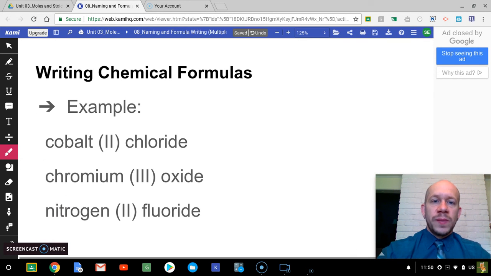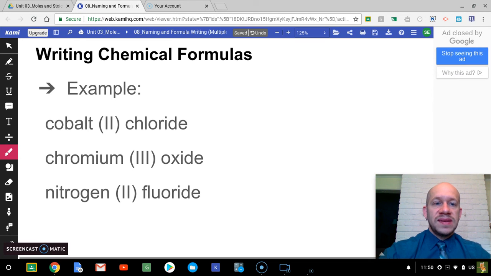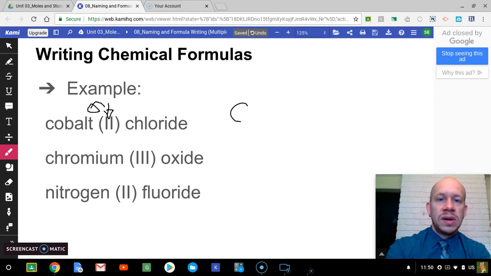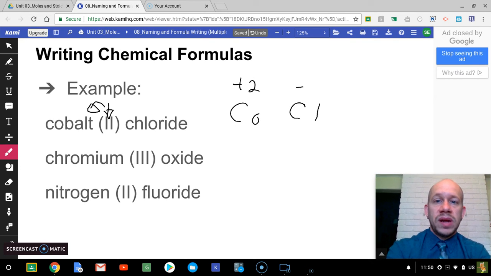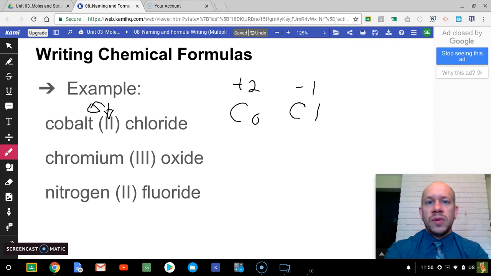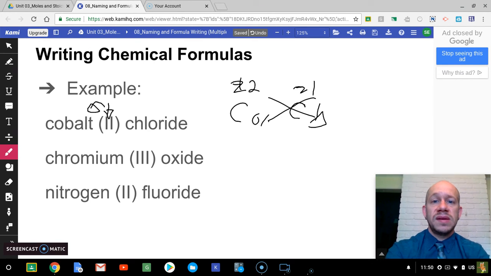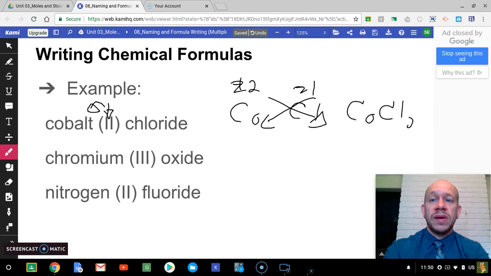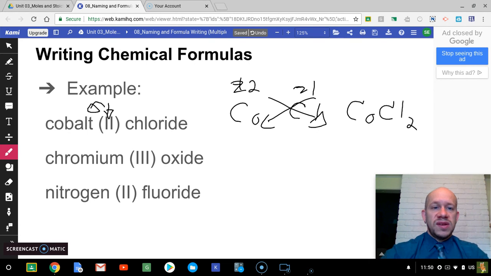Writing the chemical formulas is actually much easier because they give you the oxidation state of that cation right there. So cobalt, you're going to have to look it up if you don't know the symbol, is Co. We know that it's a positive 2. Chloride, you're going to look up the oxidation state as a -1. Now to write a formula, we're going to do our crisscross and reduce. That will get us cobalt chloride. So it's much easier going the other way.